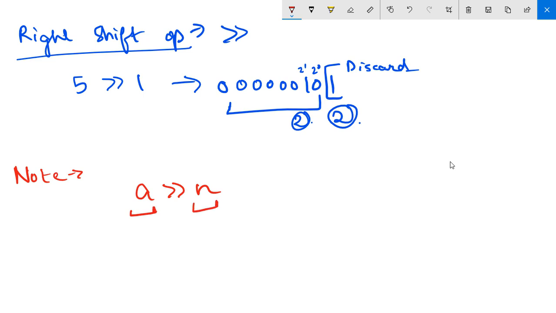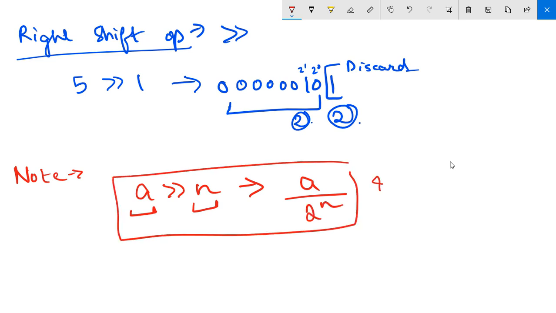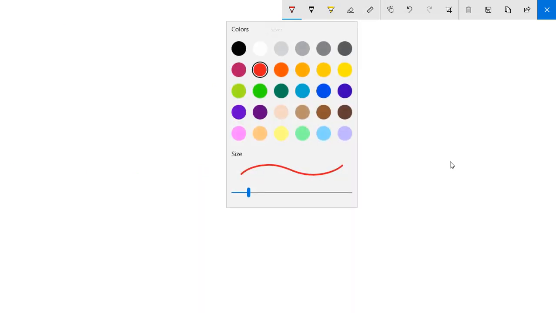So if there is a number a and we are shifting it right by n bits, how we can write this: a divided by 2^n. So this is an important formula which you should remember, or an important observation which you should remember. So now just one operator is left, which is the not operator.